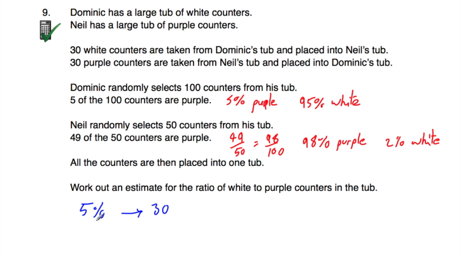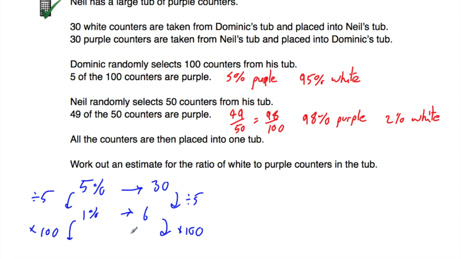What we can do is divide both of those by 5. So that means that 1% is equal to 6. And then if we times by 100 and times by 100, we get that 100% is equal to 600 counters. So our estimate is that inside of Dominic's tub, there's 600 counters in total.